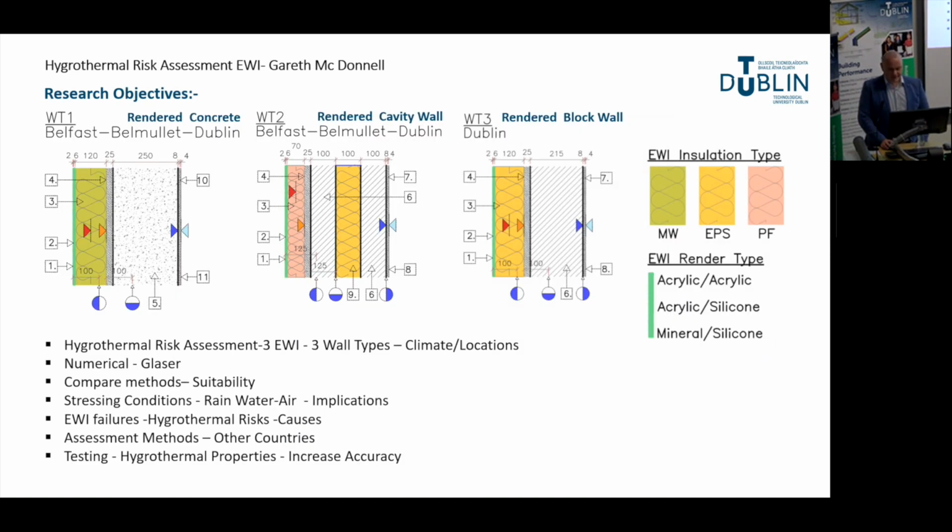The main objective of the research was to undertake a hydrothermal risk assessment of EWI systems on different wall types in different climates using numerical simulation and the Glaser method. A parametric study was conducted using some of the numerical simulation cases, which were then stressed with rainwater and air leakage to assess the implications. Results were compared with Glaser to assess its suitability, and a review of EWI failure and guidance around moisture risk assessment from other countries was conducted to establish the risks and how they are being assessed elsewhere. To increase the accuracy of the simulations, some testing of materials was carried out.